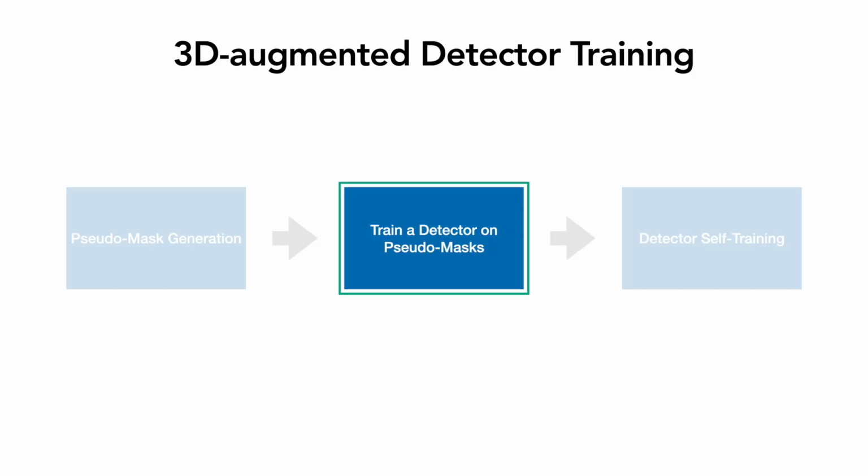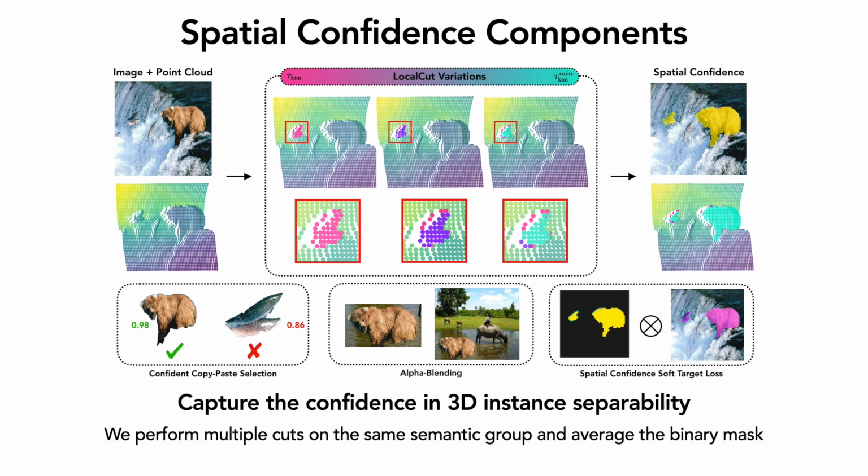We also reuse the 3D information of the scene for training our instance segmentation and detection model. Since in unsupervised instance segmentation, we cannot assume that all pseudo-annotations are of a high quality, we aim to capture this ambiguity of our pseudo-labels by utilizing the 3D information used for the 3D cut, and call it Spatial Confidence.